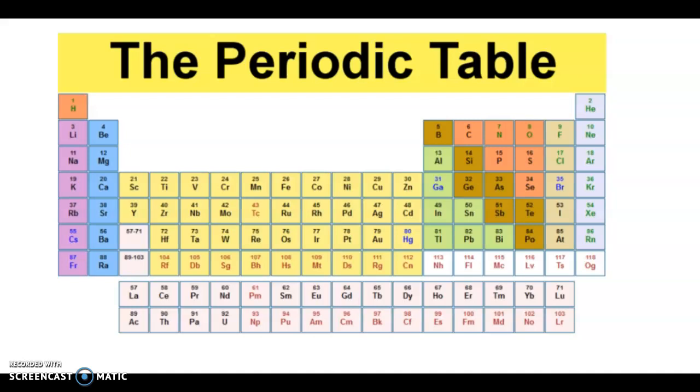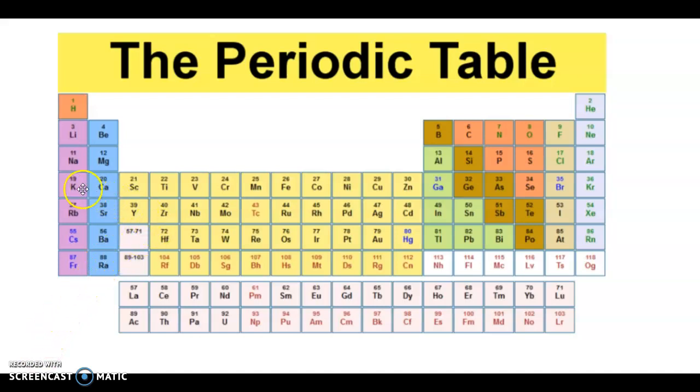Hey everyone, today we're going to be learning about how to read the periodic table. So the periodic table is just a tool that chemists use to organize all the elements that we know. There are a few ways in which the periodic table is organized.